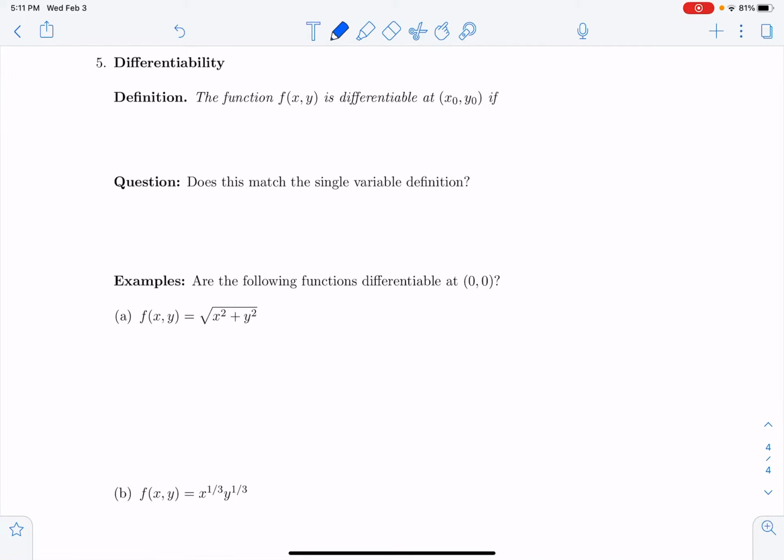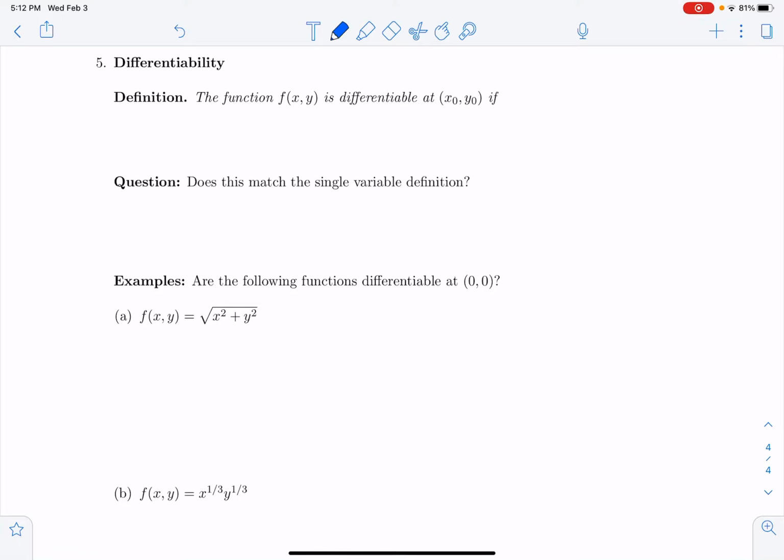We will now ask the question of whether a multivariable function is differentiable. Intuitively, we can say that a multivariable function is differentiable if it is locally linear at that point, but I would like to express this as a limit definition like we did in single variable calculus.